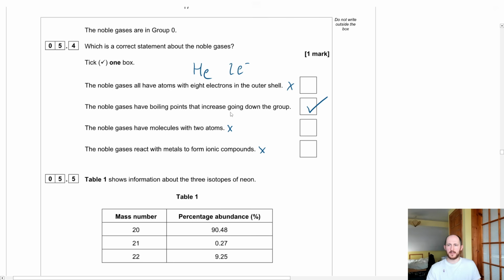The boiling points increase going down the group. Well, if you remember back in question 1, we mentioned the whole melting and boiling point thing. Generally speaking, as you go down the periodic table, melting and boiling points increase. So this is a true statement. Noble gases, the boiling points increase going down.